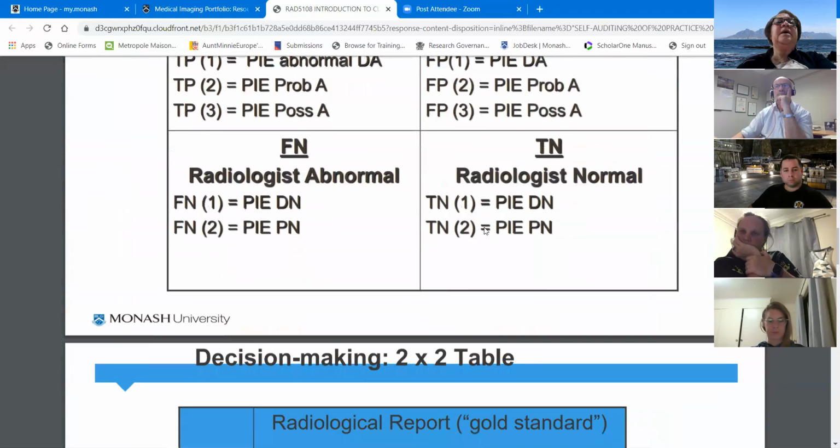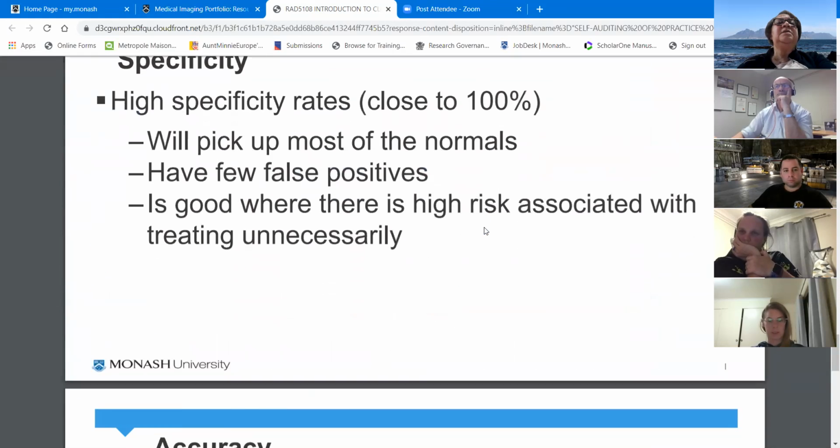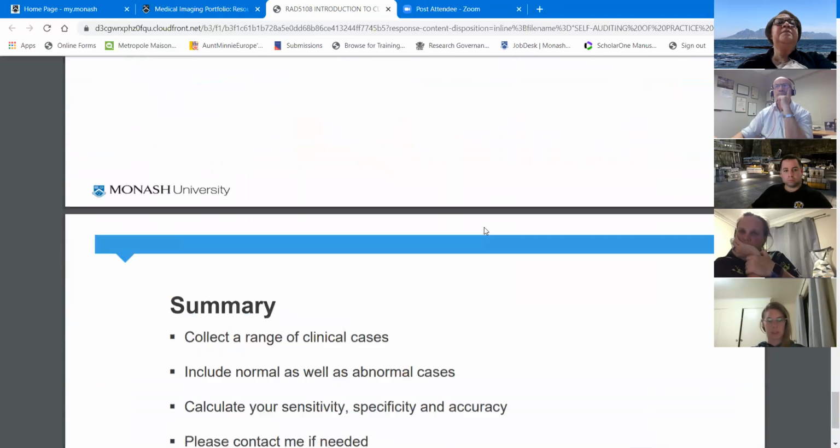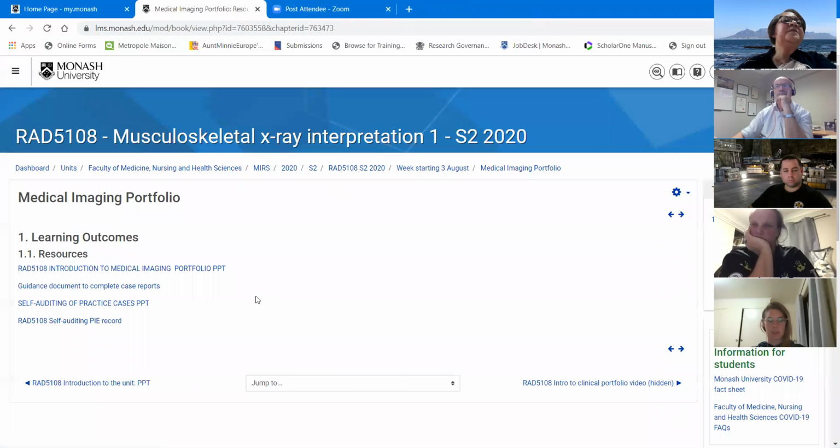And then again, just the decision-making sensitivity and the summary of that. So that is very similar to what I've discussed.